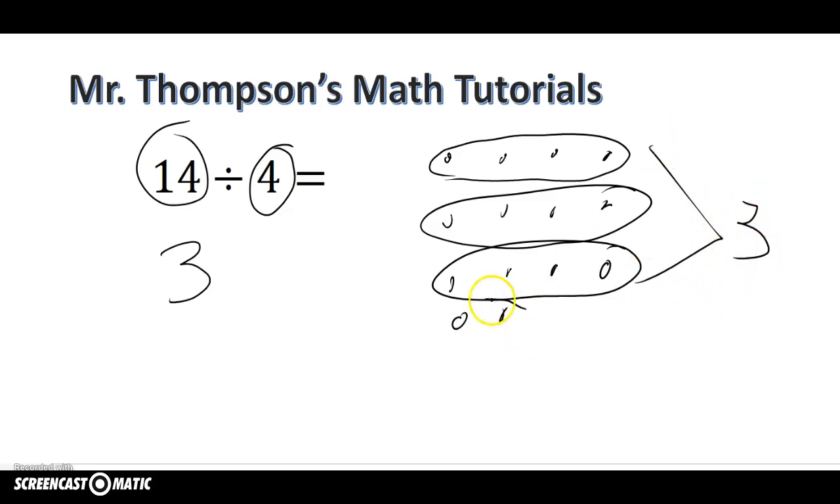So there's 3. But I've got these last remaining 2. In earlier grades, you would call this a remainder. So I would say remainder 2. We, in grade 6, can't leave it as a remainder. So what we need to do is recognize that this is part of a group.